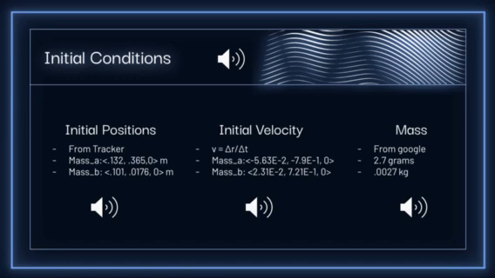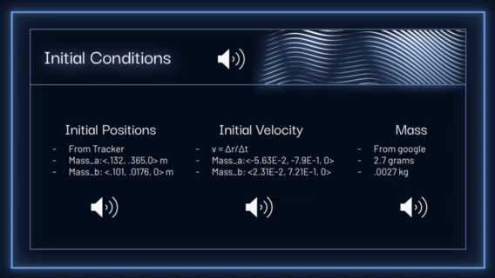We were able to get the initial positions from Tracker. The initial position for mass A was 0.132, 365 meters, whereas the initial position for mass B was 0.101, 0.176 meters. We found the initial velocity using the formula stating that the change in distance divided by the change in time is equal to velocity. We used coordinates from Tracker to determine this.